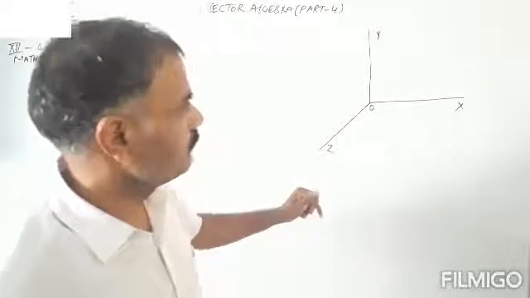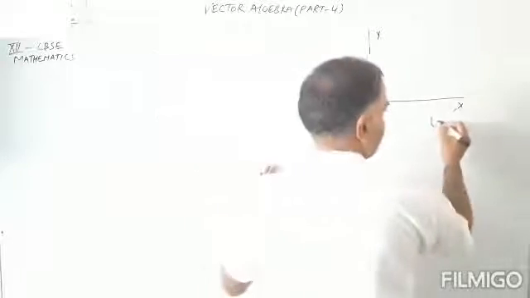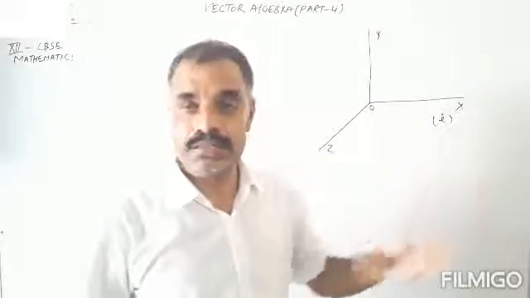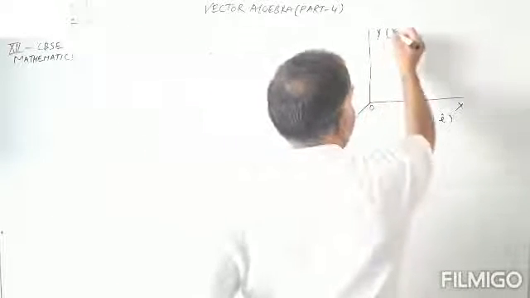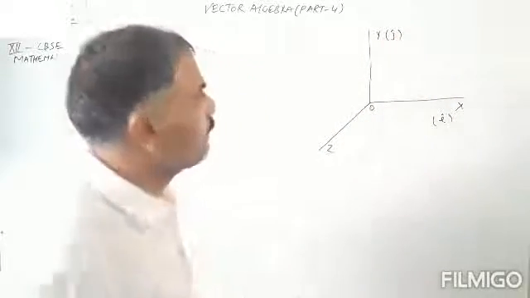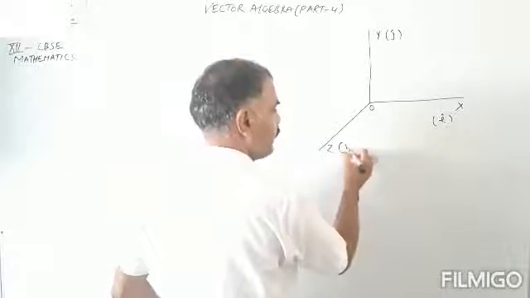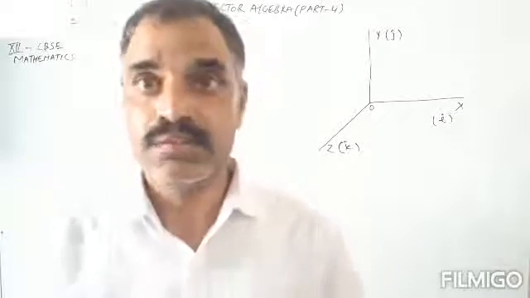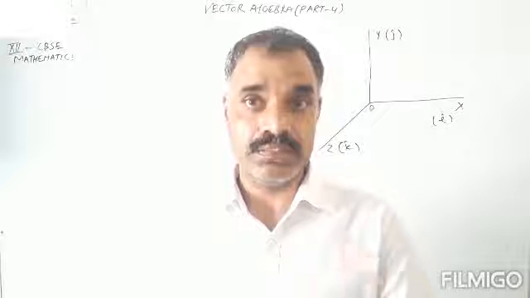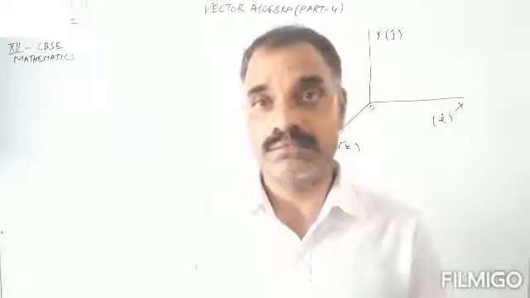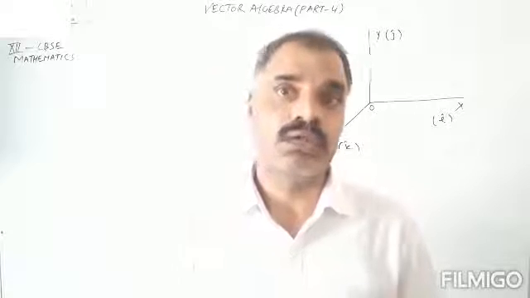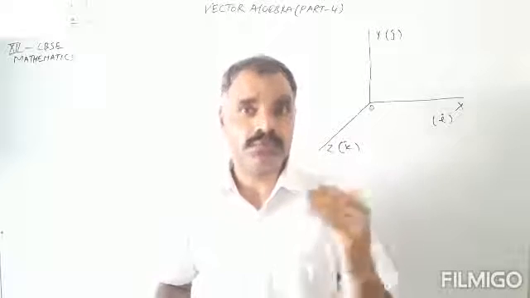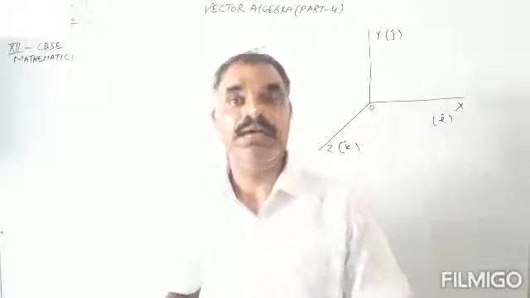Now if i cap is the unit vector in the direction of the positive x-axis, j cap is the unit vector in the direction of the y-axis, and k cap is the unit vector in the direction of the z-axis, as we have already discussed. I cap, j cap, and k cap are the unit perpendicular vectors, means they are mutually perpendicular. They are along the positive x-axis, positive y-axis and positive z-axis.